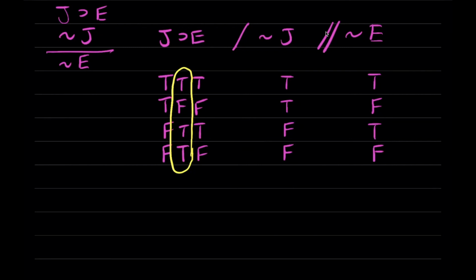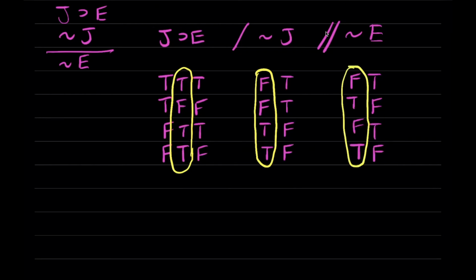For not J, if J is true, true, false, false, we're just going to have false, false, true, true. And the main operator there is, of course, the negation. So I'm going to circle the values underneath the negation. Those are the values for that statement. And same thing for E. If E is true, false, true, false, the negation would be false, true, false, true. And I'm going to circle those values.